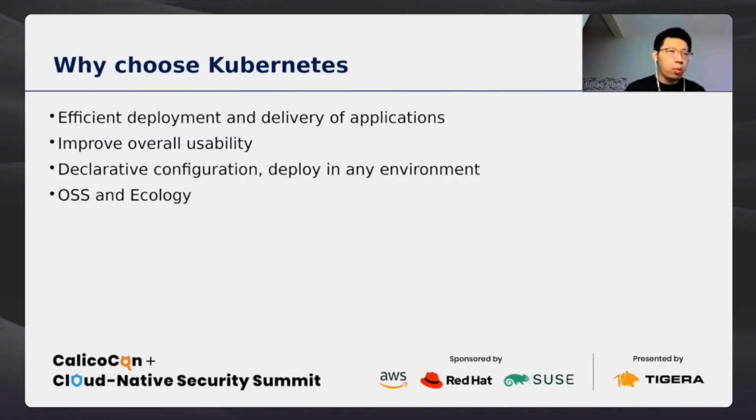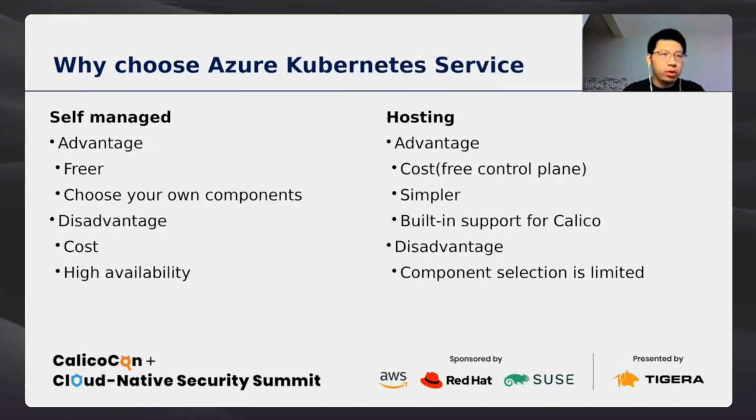Let me introduce why we choose Kubernetes. Everyone already knows the advantages of Kubernetes, so I won't introduce them too much. We choose Kubernetes mainly to deploy and deliver applications more effectively and improve overall usability. It can quickly deploy in any Kubernetes environment. Also, API7 Cloud will run on multiple cloud providers.